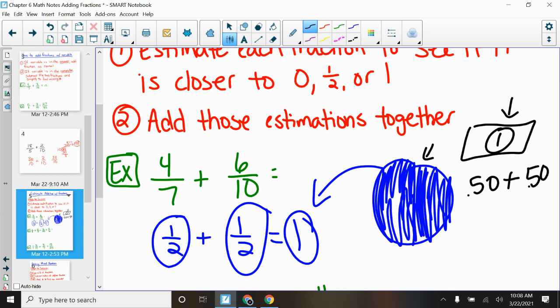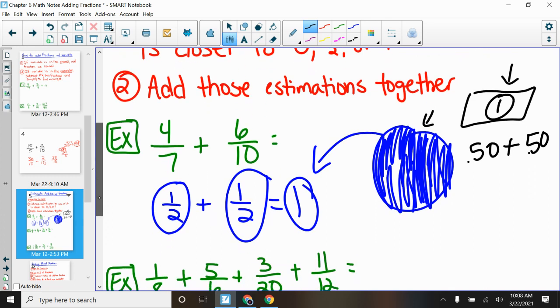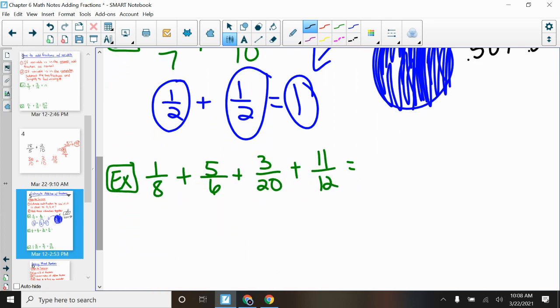Yes. So what if it's like 0 and 0? Then what's 0 plus 0? That would be your estimation. Yeah. Okay. So let's try another one. All right. So that one only had 2 fractions, but sometimes they'll have more than just 2, like this one.